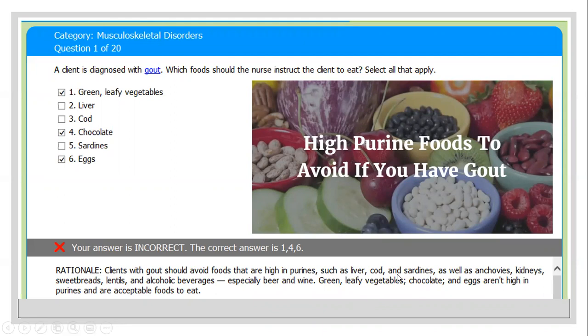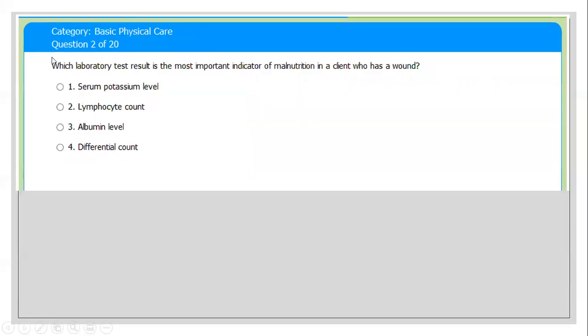Green leafy vegetables, chocolate, and eggs are not high in purines, so they are acceptable foods to eat. Next question. Which laboratory test result is the most important indicator of malnutrition in a client who has a wound?